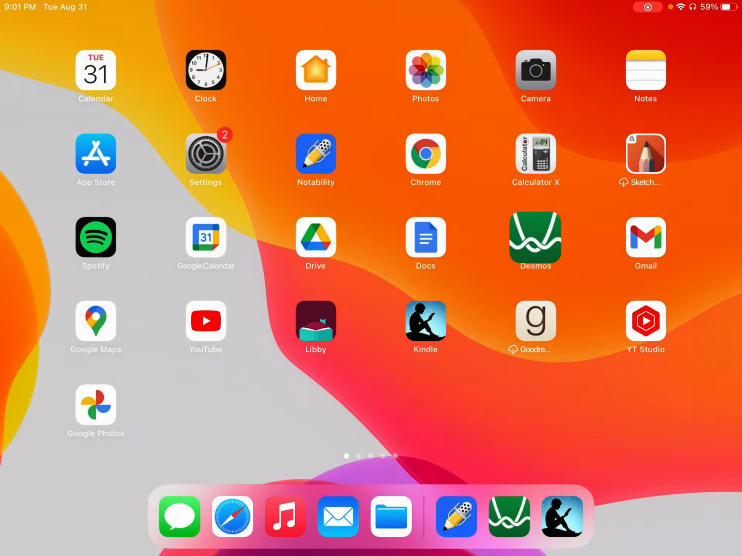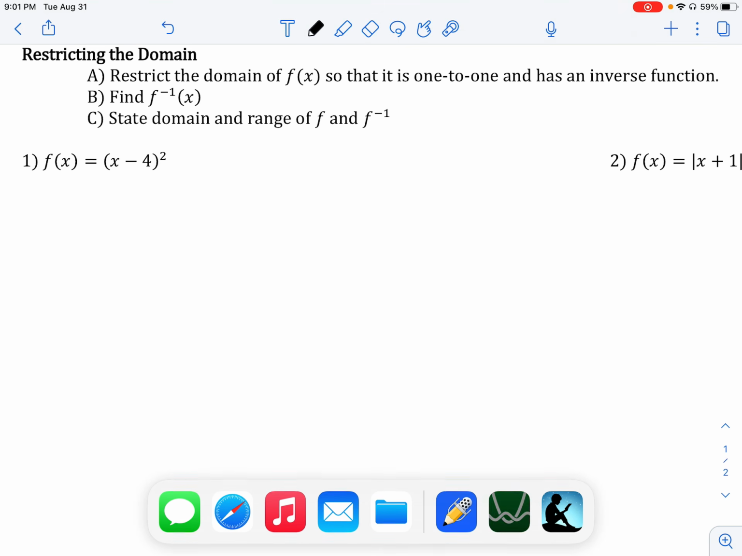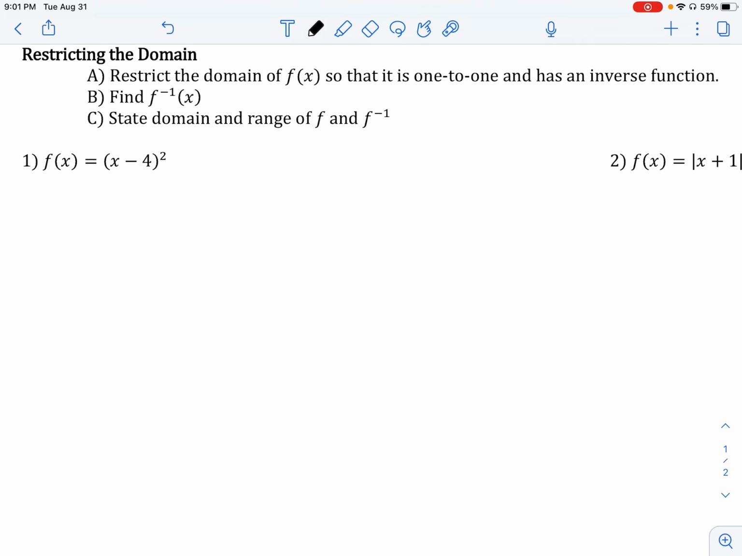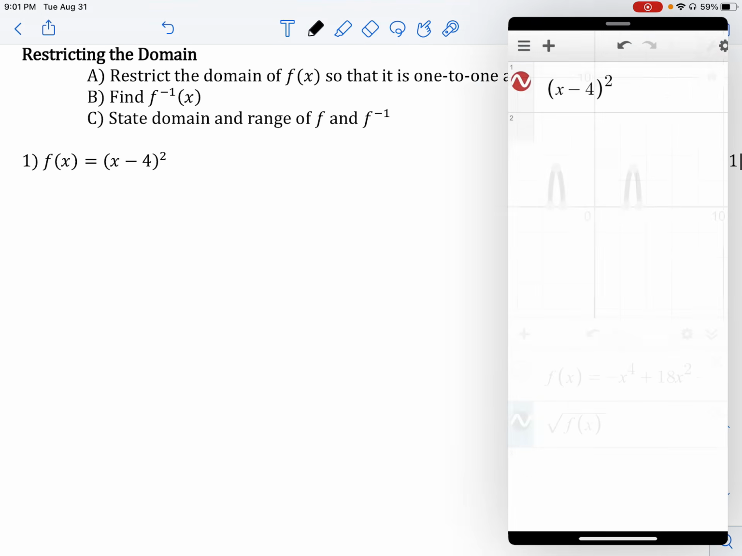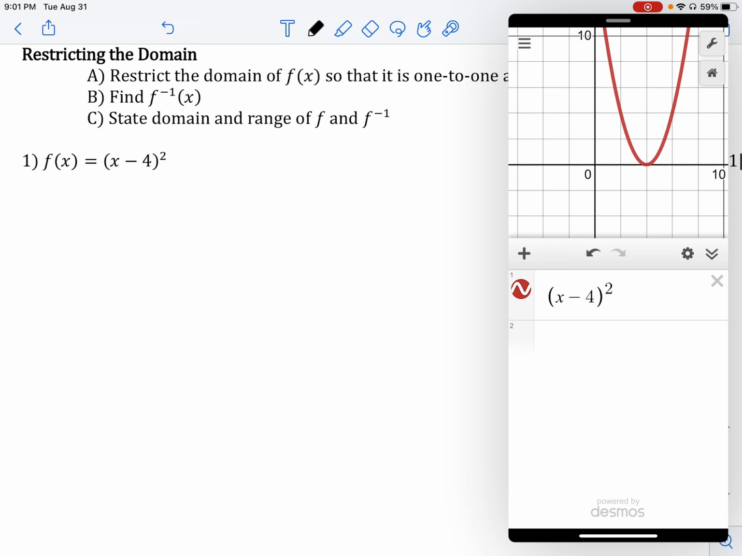And actually, you know what? Let me pull up the notes while I do this so we can see this side by side on the same screen if this will cooperate with us. Okay, here we go. All right, so there's x minus 4 squared.